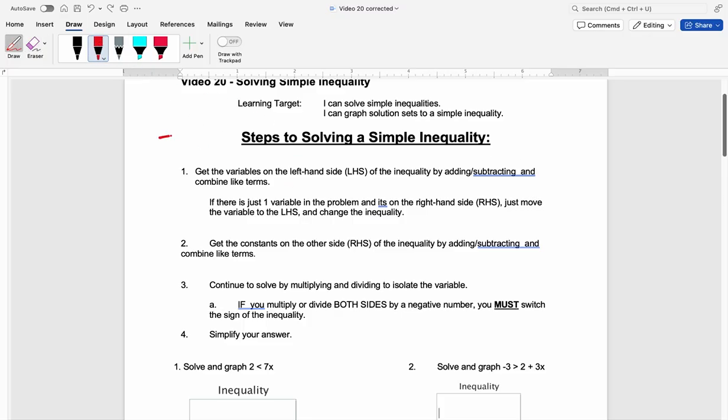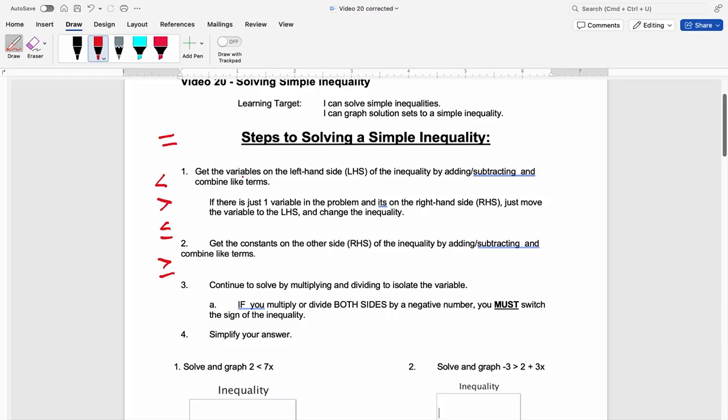So equations have equal signs. Inequalities we have less than, greater than, less than or equal to, and greater than or equal to. So we're going to solve not equations but inequalities.